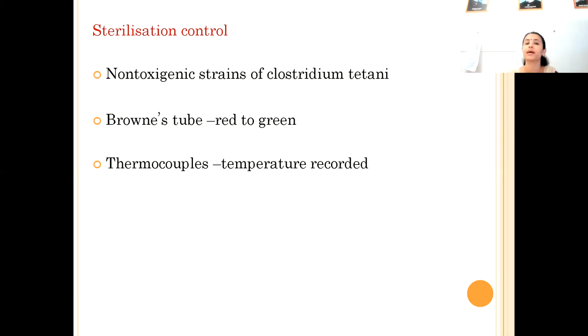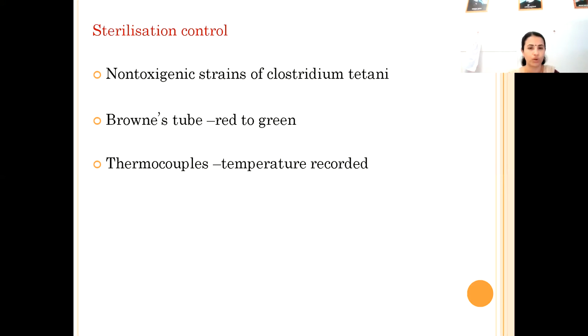We have to keep that temperature, and then after sterilization, take the paper strip and inoculate the spores into a suitable medium. For Clostridium tetani, the suitable medium is RCM, Robertson's cooked meat medium, which is inoculated and incubated. If any growth is there, then it's not an efficient method.